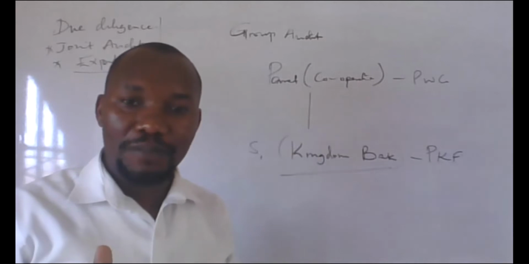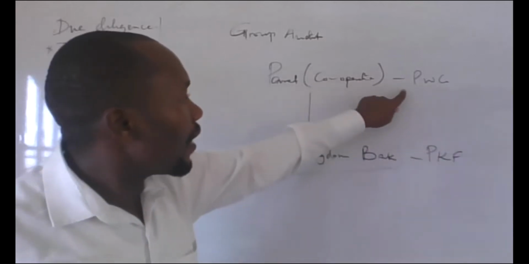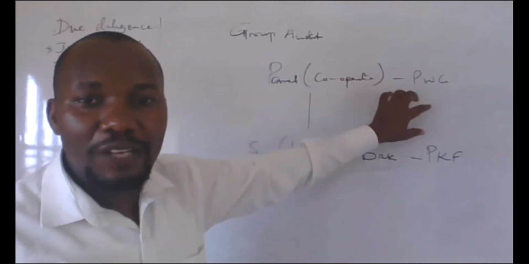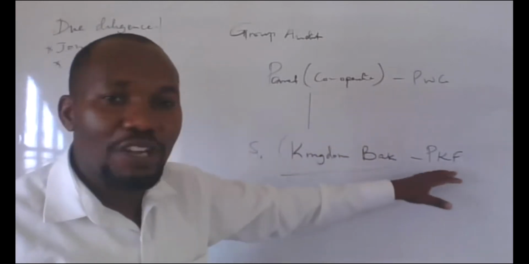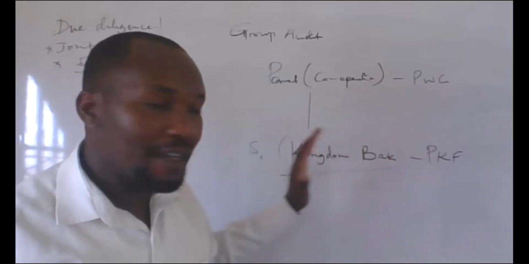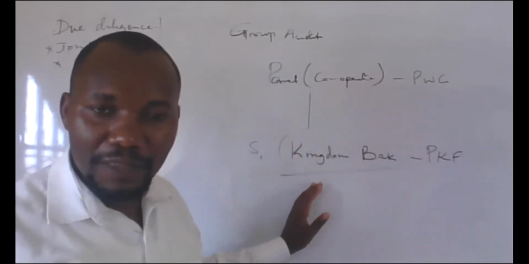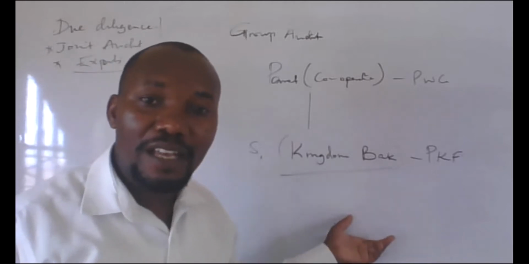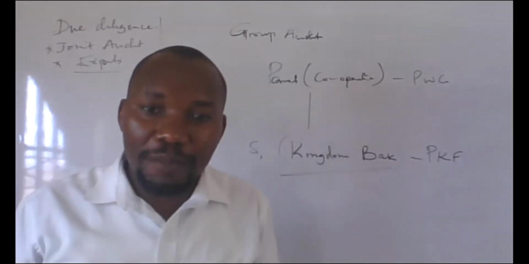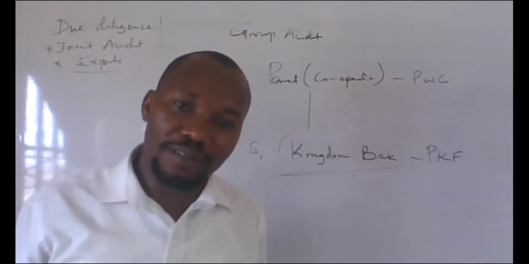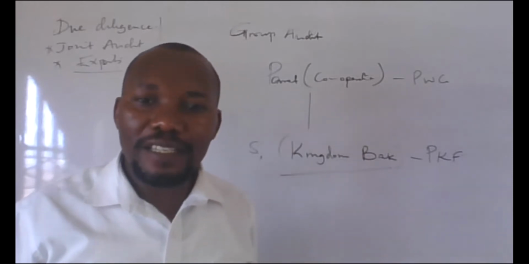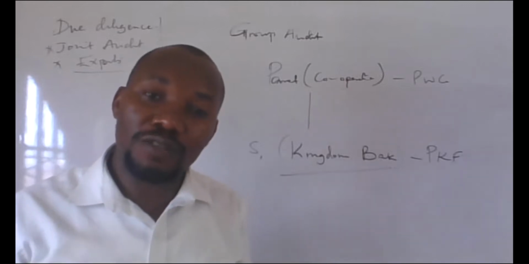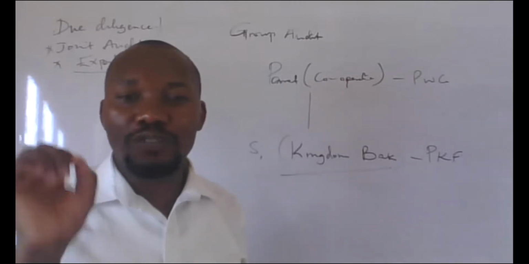Like, for example, the partner at PwC might want to attend a meeting that is going to be held between PKF and Kingdom Bank. The reason why he wants to send a representative or attend a meeting is so that he can get clarification on some issues that he might have queries on. You know, if you attend a meeting, then things become open. You also have an opportunity to ask questions. So as you sign, at least you are comfortable.